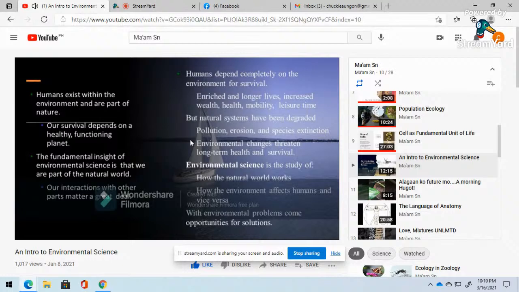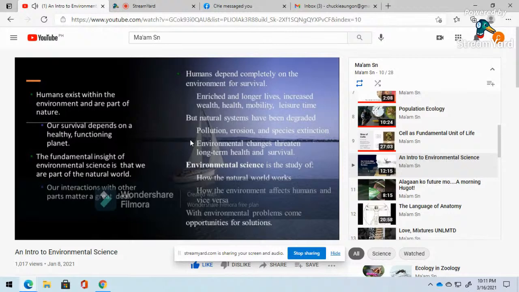The fundamental insight of environmental science is that we are part of the natural world. Our interactions with each other matter a great deal. Humans depend completely on the environment for survival. Enriched and longer lives, increased wealth, health, mobility, leisure, and time. But natural systems have been degraded: pollution, erosion, and species extinction. Environmental changes threaten long-term health and survival.